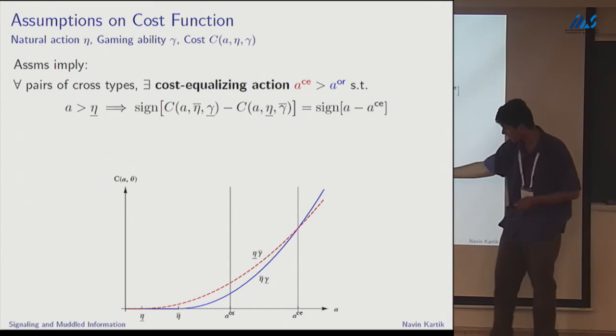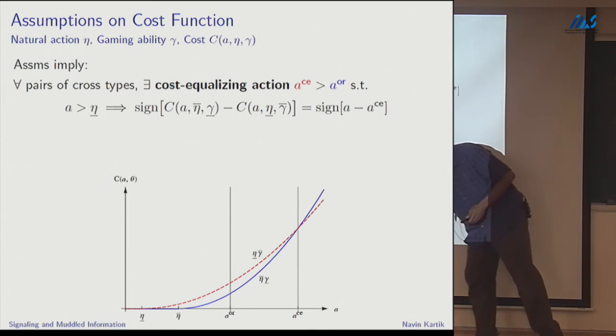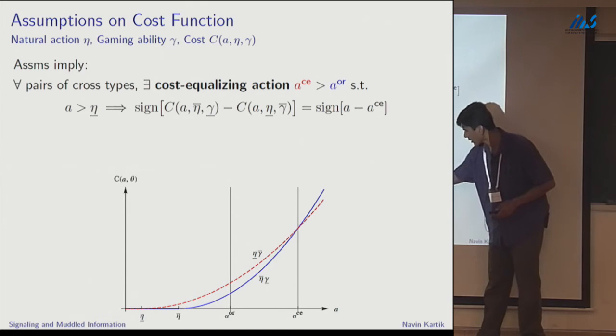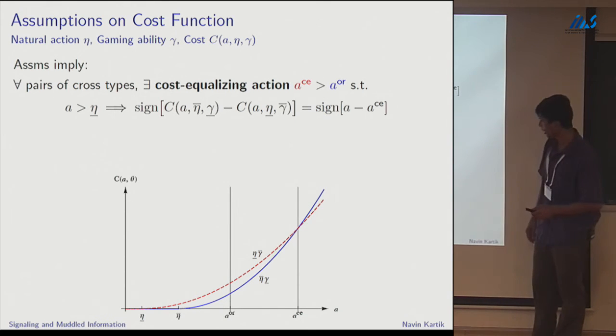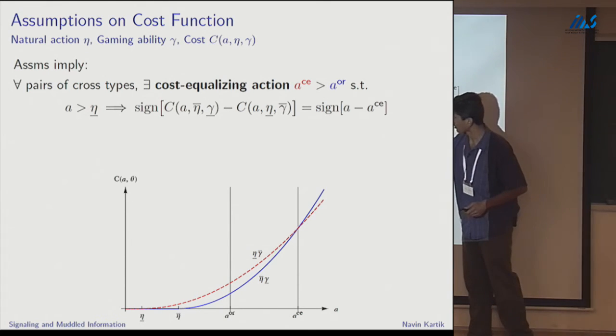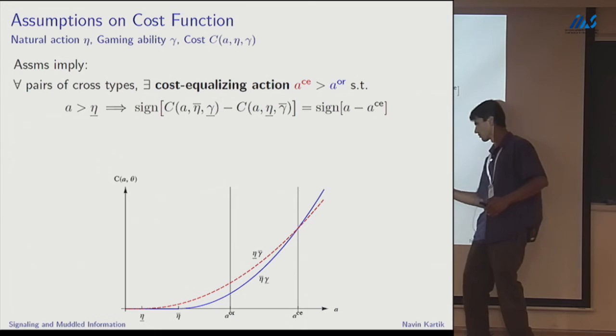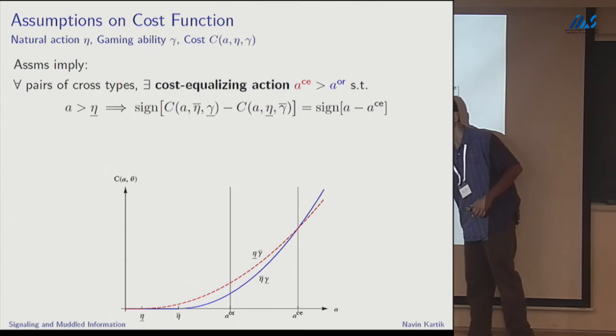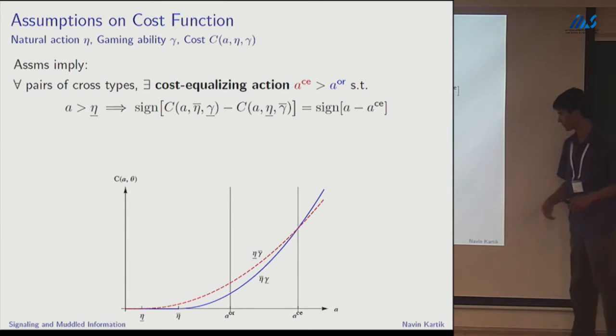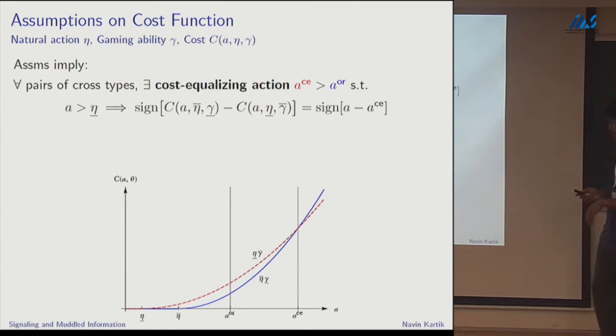So this was already evident in the picture that I had drawn. Not only is there the point at which the marginal costs are equal, so slopes are equal on this total cost curve, but the total cost curves are also going to cross at some point, and we're going to call that the cost equalizing action. So below the cost equalizing action, it's the type with the lower natural action that has a higher cost. At points above the cost equalizing action, it's the type with a lower gaming ability that has a higher total cost.